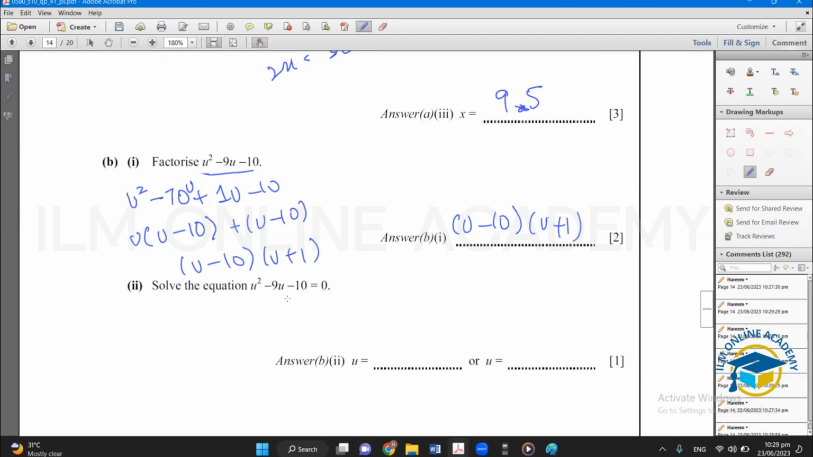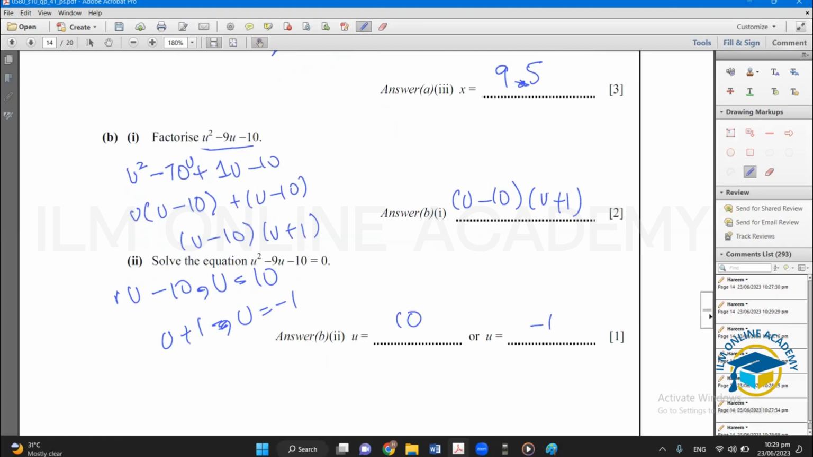And we have to find here the same question, and we have to find the values. So u minus 10, if I solve it, it's u equals 10, and u plus 1, it's u equals minus 1. So it's 10 and minus 1.